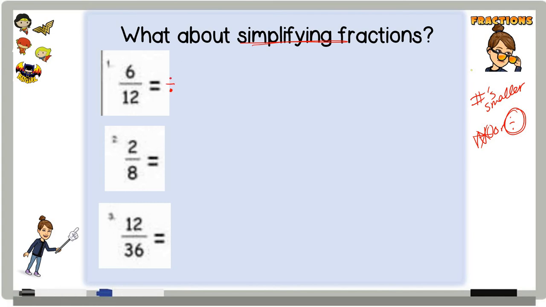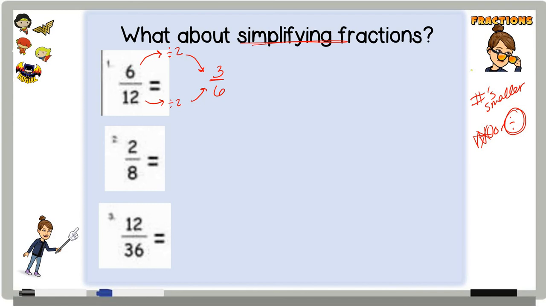So I'm going to, just like I did before, set it up in the same format as I did before. There we go. So now I'm dividing by 2, and what I do to the bottom I have to divide by 2. So 6 divided by 2 will give me 3, and 12 divided by 2 will give me 6. Let's see if that makes sense.